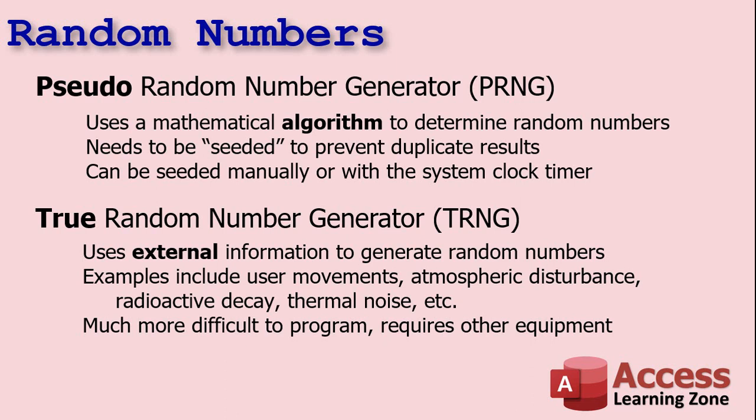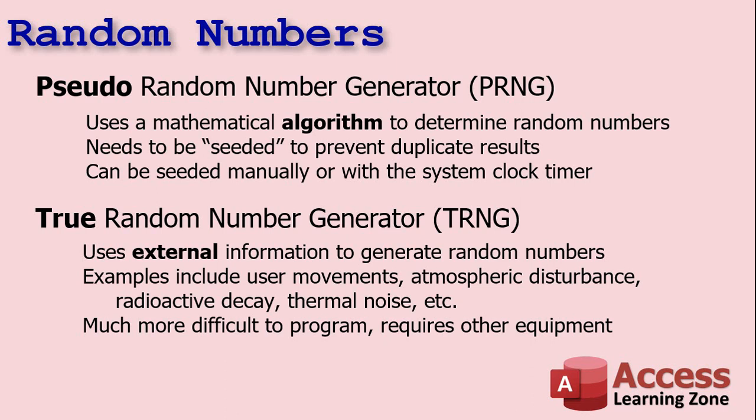It'll take a look at, for example, the number of seconds since midnight and use that number to seed the random number algorithm. What's an algorithm? Well, it's basically just a complicated formula that Access uses to kind of sort of generate the next random number. Okay, that's what a pseudo-random number generator is.